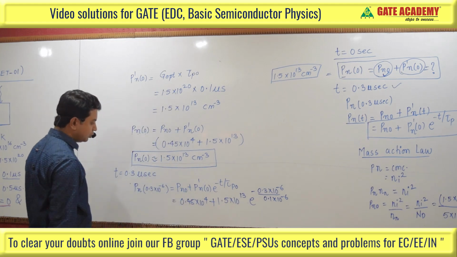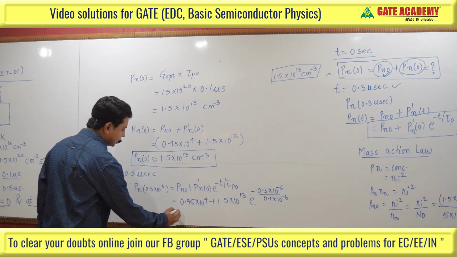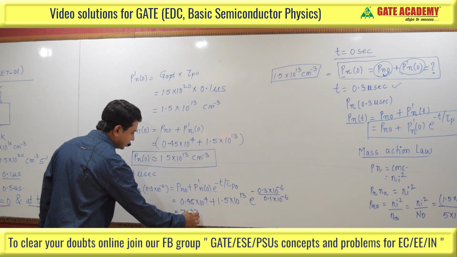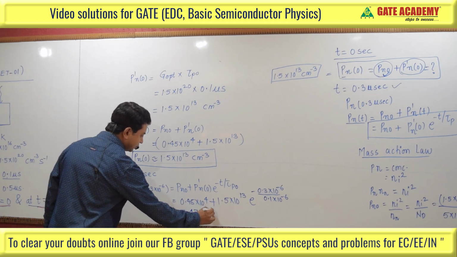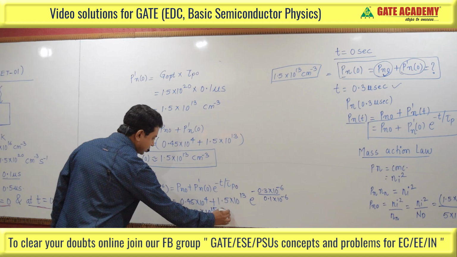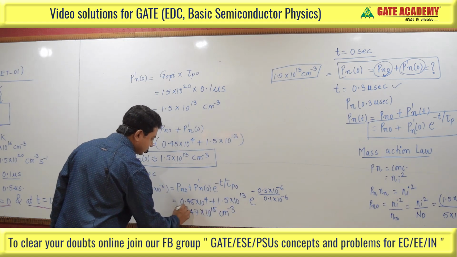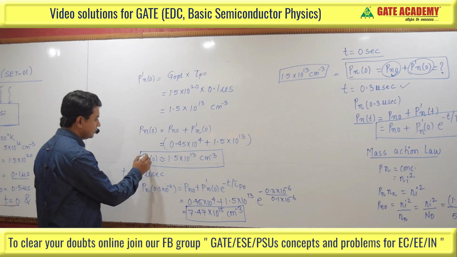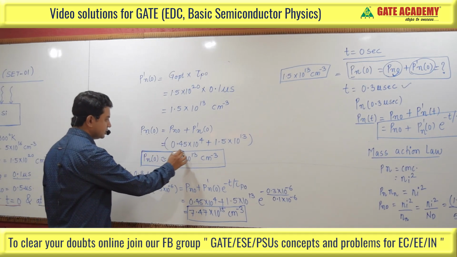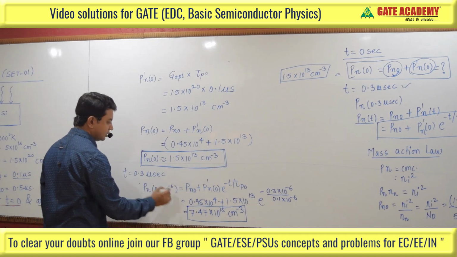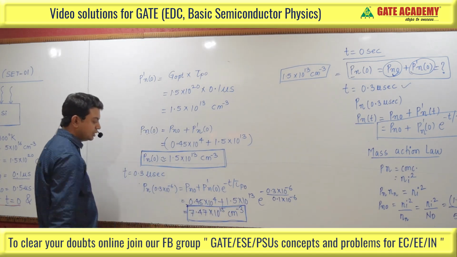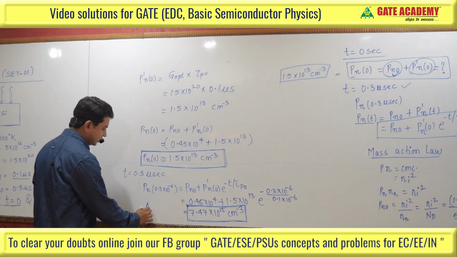After calculation we get the answer, which is 7.47 × 10^15 per cm³. Hence we have two answers, this one and this one. If you look at the options, option A is correct.